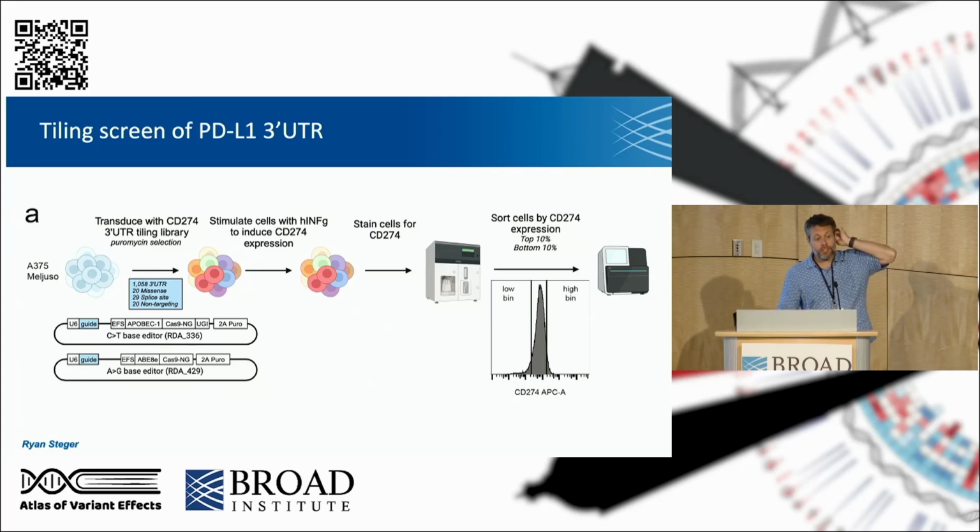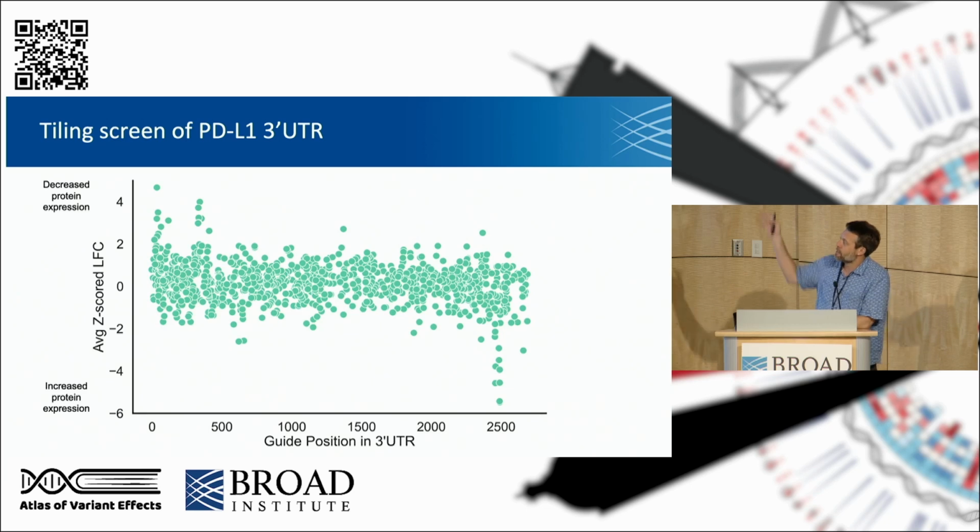And of course, if you're doing these sorts of screens, you don't need to look only at coding regions. This is something that Ryan in the group has done pretty recently, where we wanted to understand the 3' UTR of CD274, more famously known as PDL1. So we again did a C to T or an A to G base editor screen, but now we're tiling just the 3' UTR. CD274 is on the surface, so you can do flow cytometry, select the high expressors and low expressors, and build a nice map of where the functional elements in the 3' UTR are.